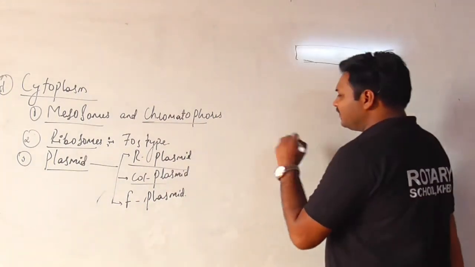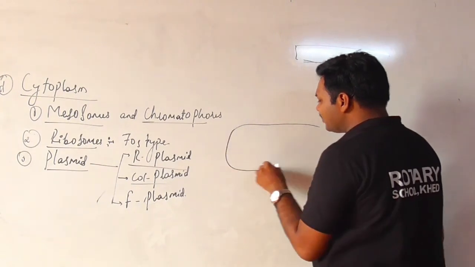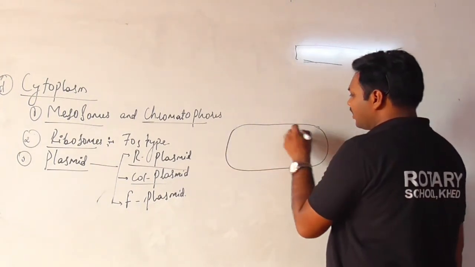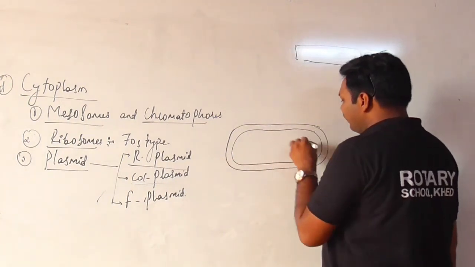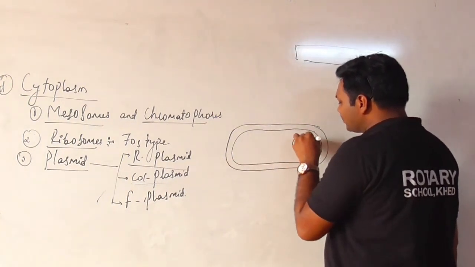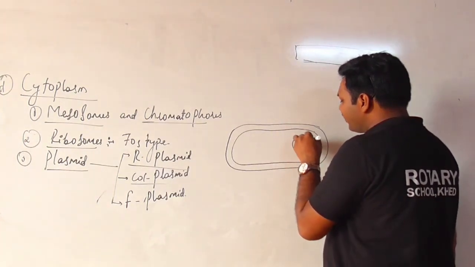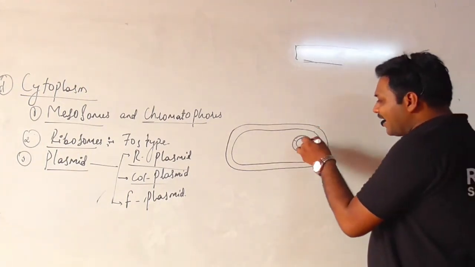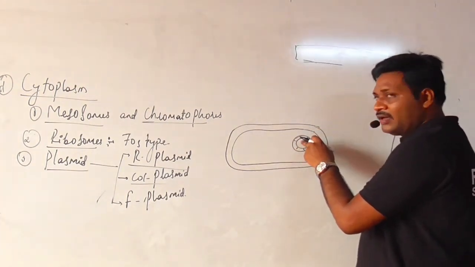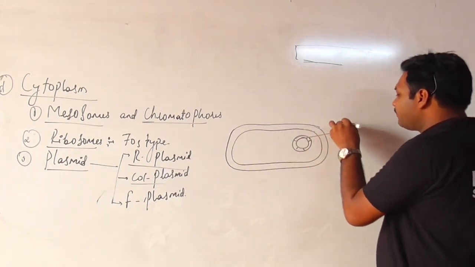Okay, let's talk about the structure once again. Suppose this is a rough sketch of the bacterial cell. Within this bacterial cell, we can see the presence of the plasmid, which is double circular, and consists of various different enzymes as well as antibiotic resistance genes. Now, the plasmid which is present over here is capable of self replication. We will label it as a plasmid.